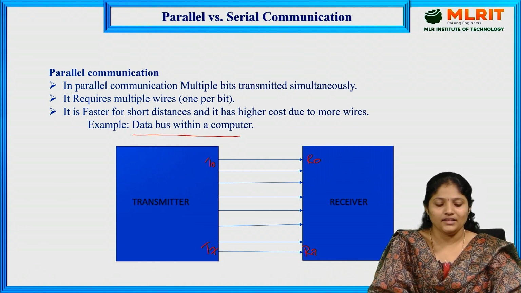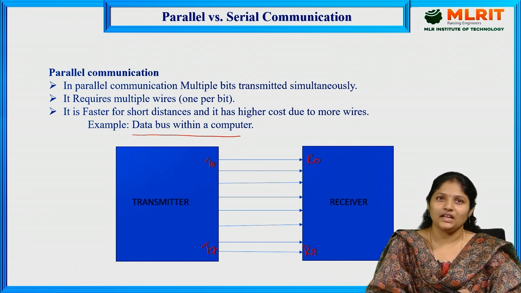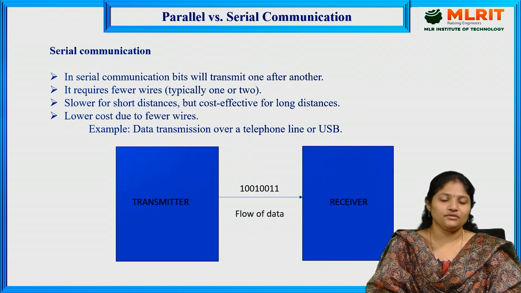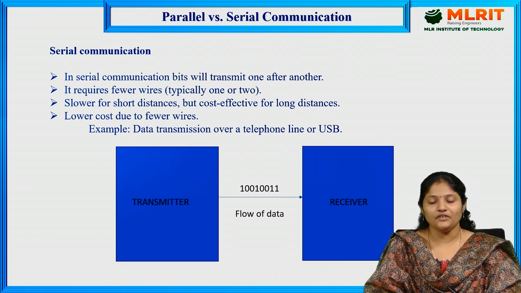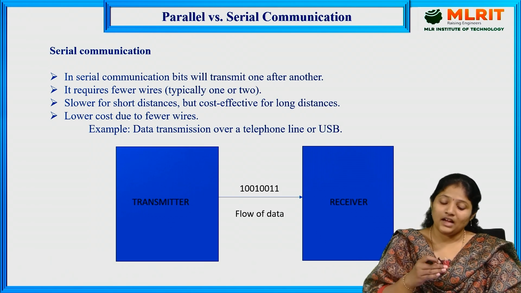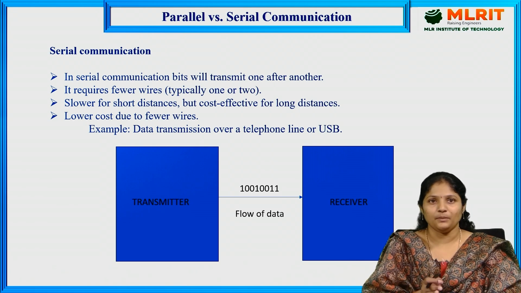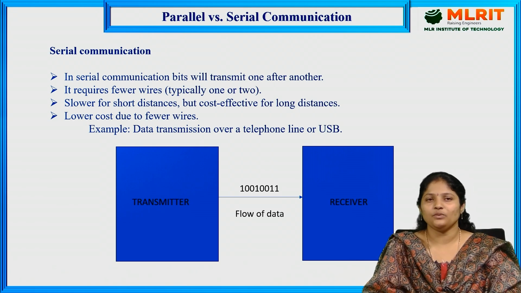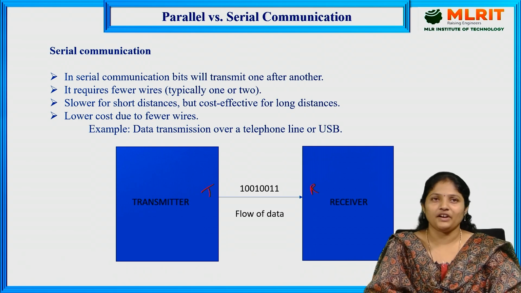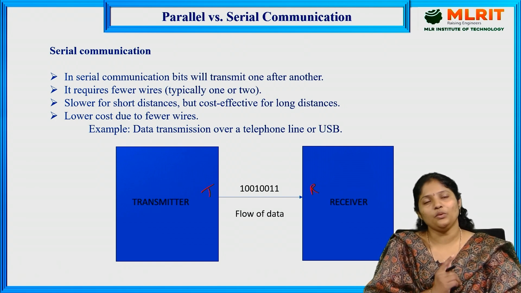Here 8086 is a 16-bit processor, so it has 16-bit data buses. At a time it can transmit 16 bits of data within the CPU. So coming to serial communication. In serial communication, the data will be transmitted bit by bit. After sending the first bit, the second will be transferred, and after receiving the second bit, the third bit will be transferred. Like this, the data will be transmitted bit by bit. To transmit n number of bits, it will require one transmitter or one receiver, or you can say one wire is enough to transmit the n number of bits. But here at a time only one bit can be transmitted.